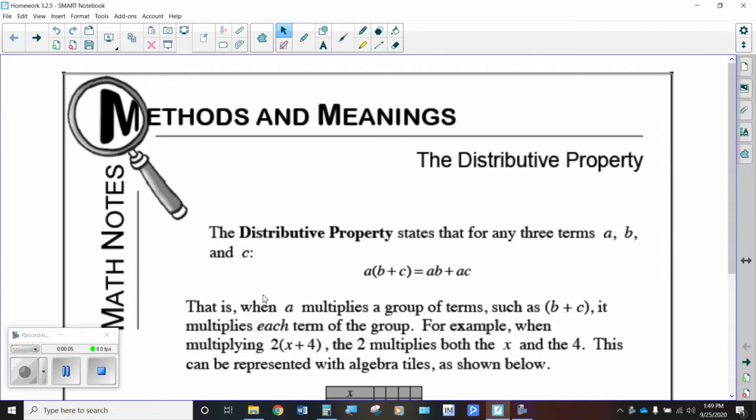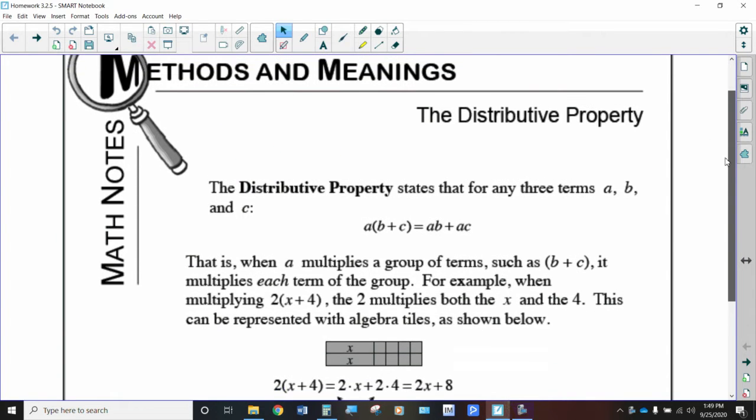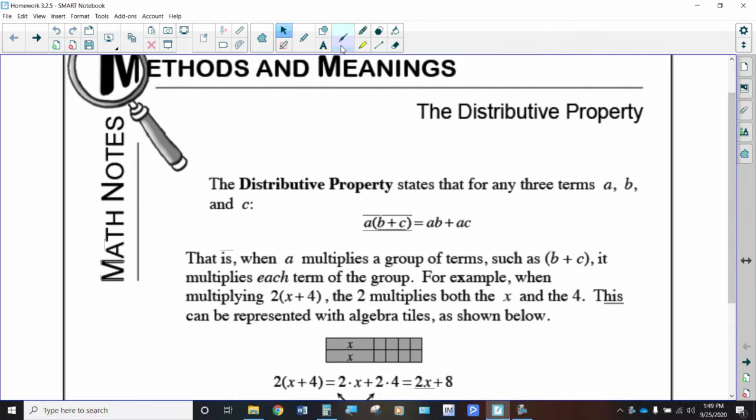Alrighty, let's take a look at our homework for lesson 3.2.5. Your M&Ms are kind of illustrating what's going on with distributive property, otherwise known as sending in the dive bombers, as kind of the story that I've told you in the past. Distributive property is that property where you're multiplying a number times a sum inside of parentheses.